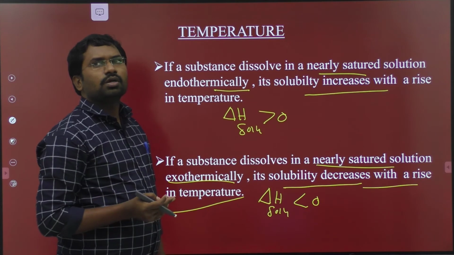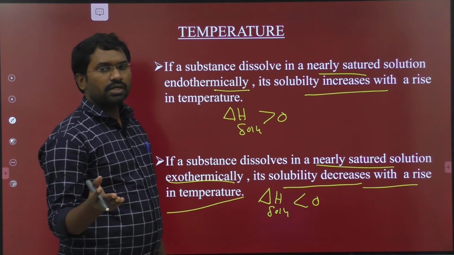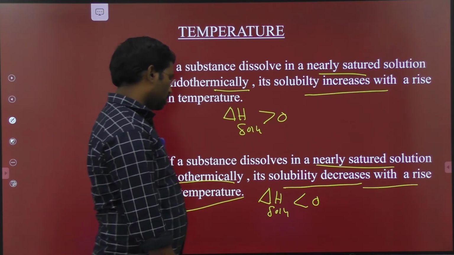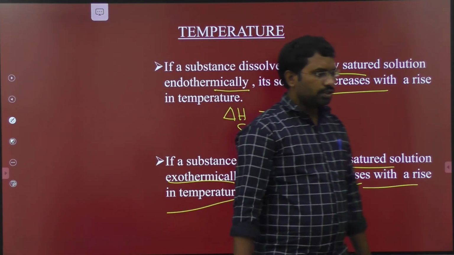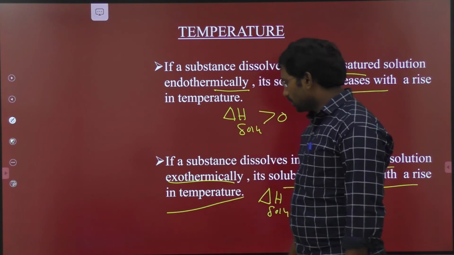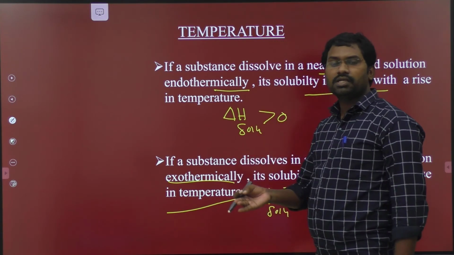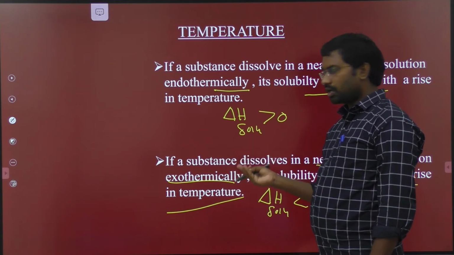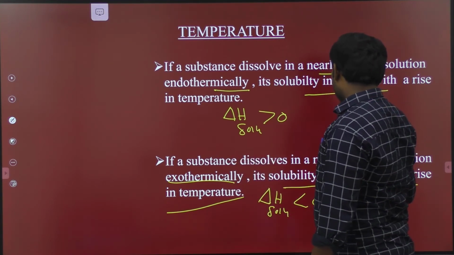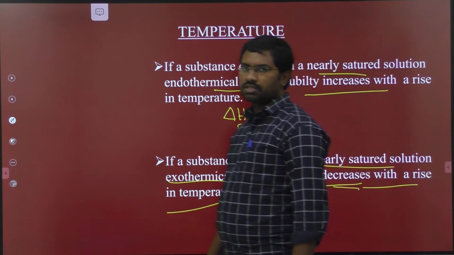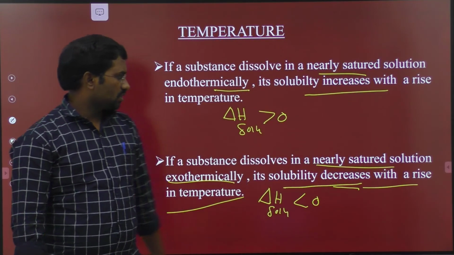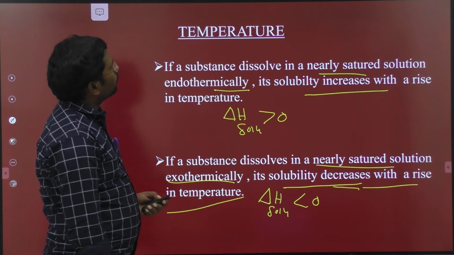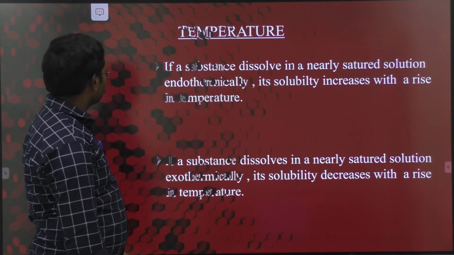So what is meant by an exothermic reaction? If, while the reaction is in progress, some amount of heat energy is released, that is known as an exothermic reaction. Therefore, when the heat energy is released, automatically the solubility of solids in liquids decreases. So this is the effect of the temperature on the solubility of solids in liquids.